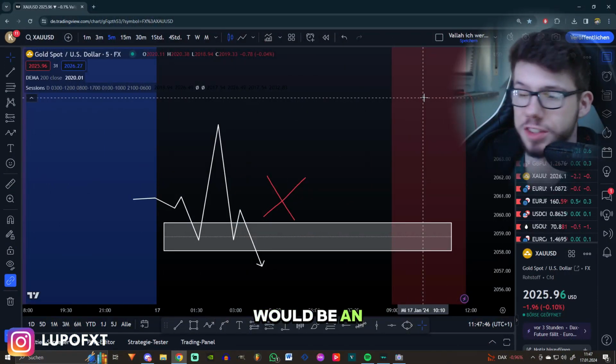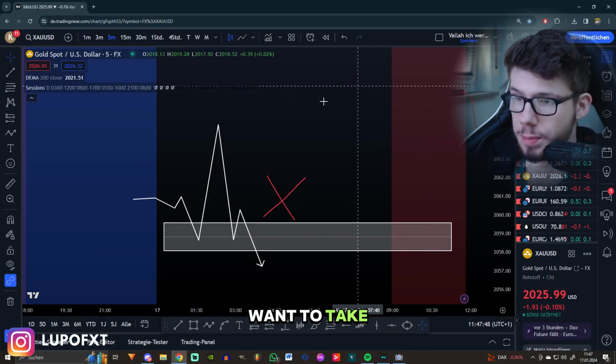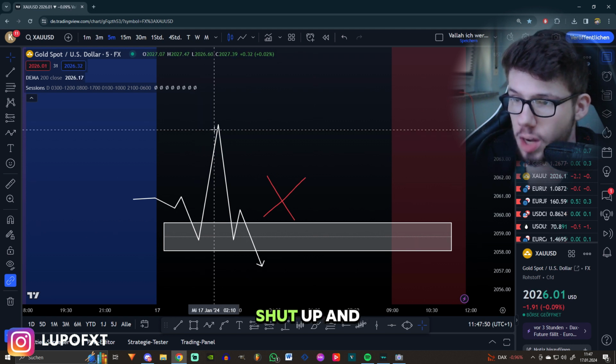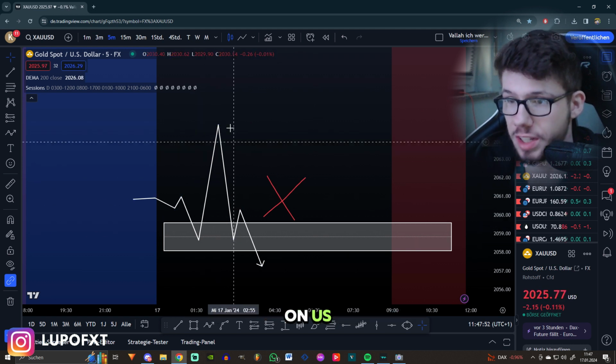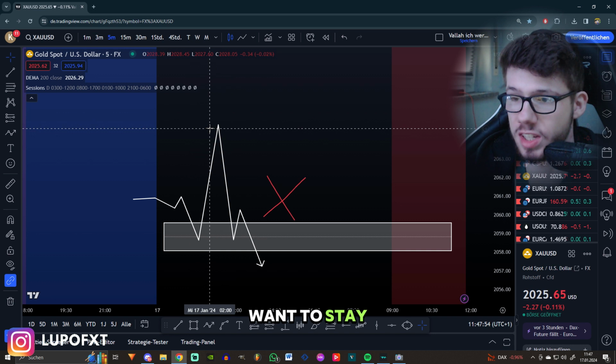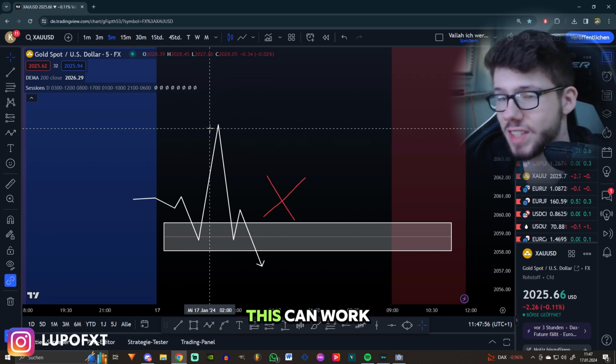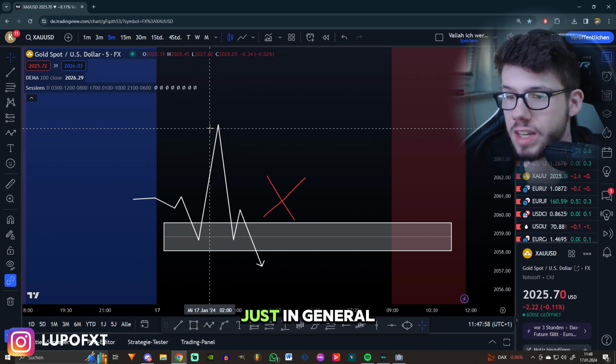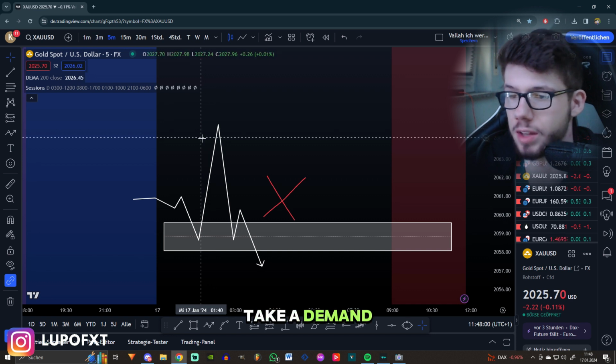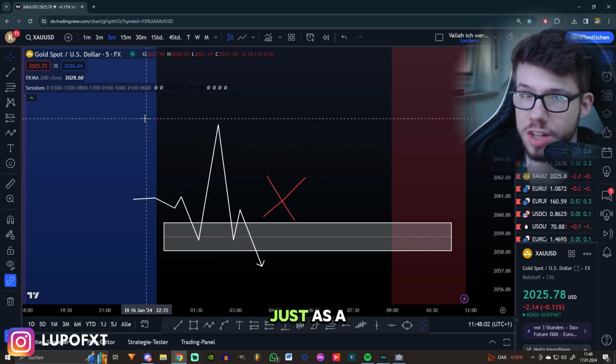And this here would be an example of a zone which we wouldn't want to take, because price just completely shot up and it immediately reversed back on us. It's telling us that the price doesn't want to stay here. Sometimes something like this can work, but it is in general more risky to take a demand or supply zone like that. Just as a little quick tip for you.